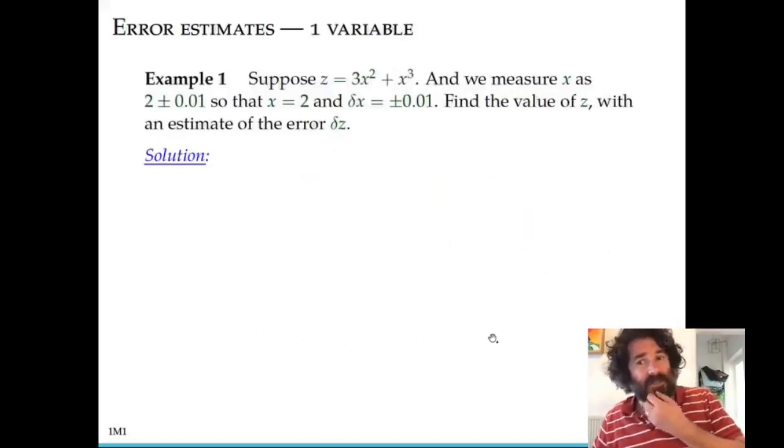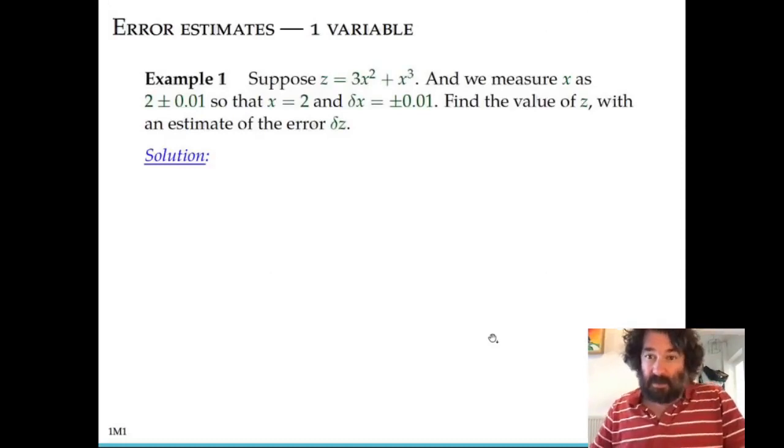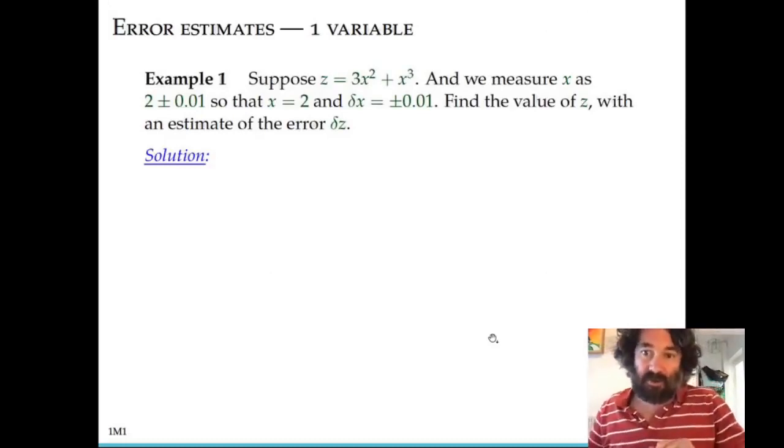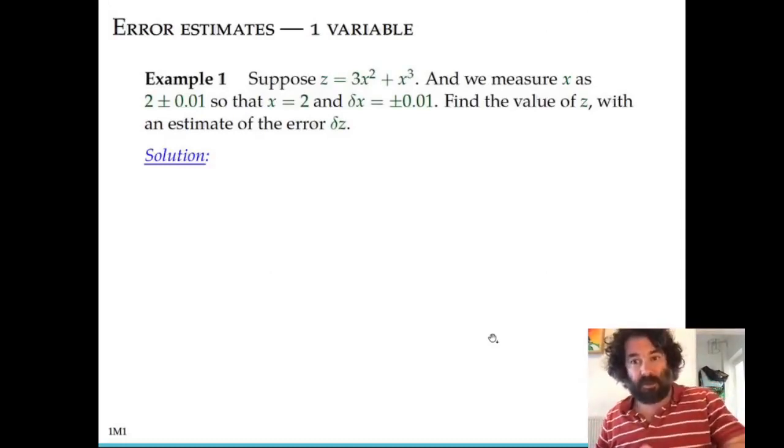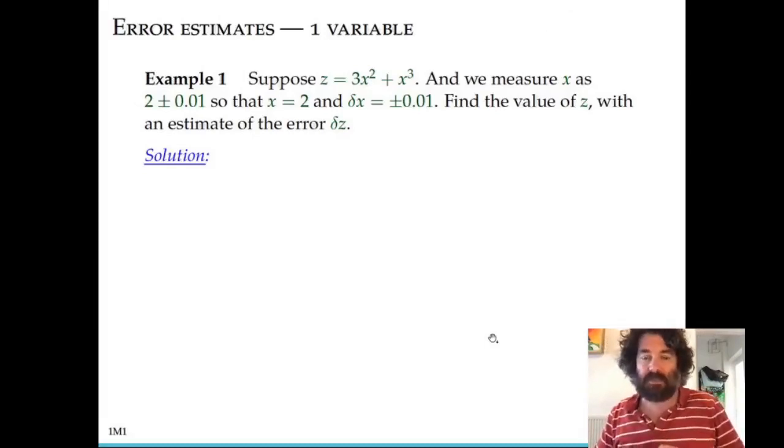So I'm going to do an example, estimating the size of error when there's only one variable that you measure, and then you calculate z based on that measurement of one variable. And so the details are given here.